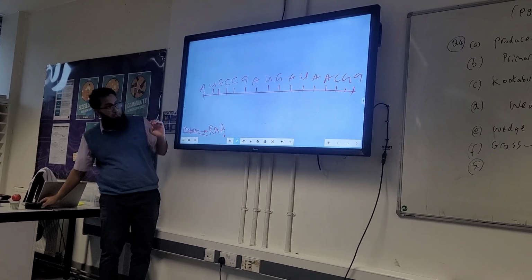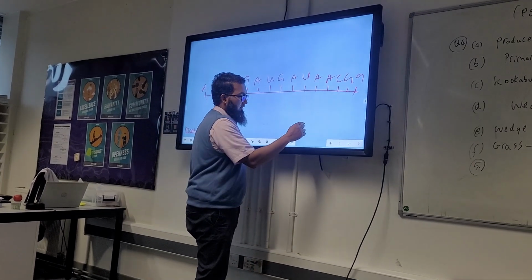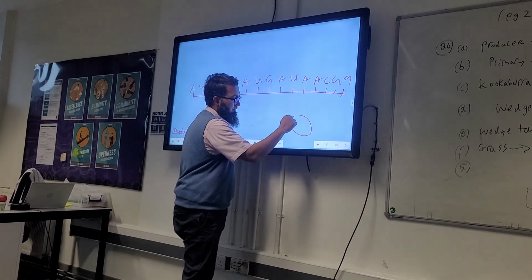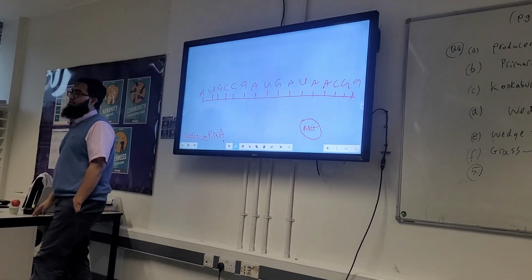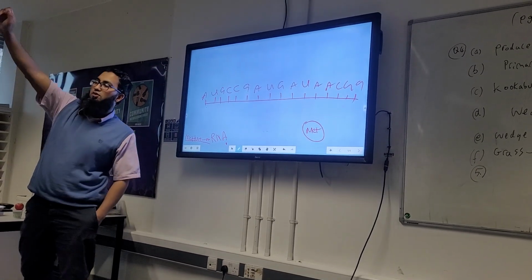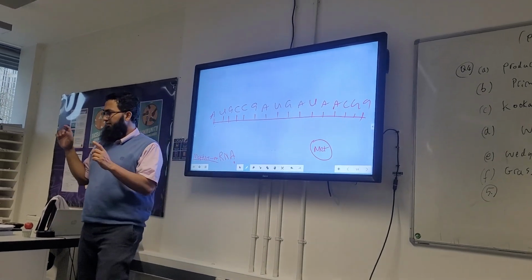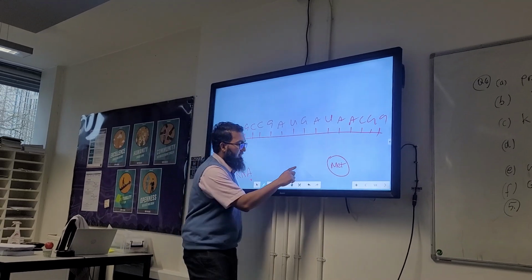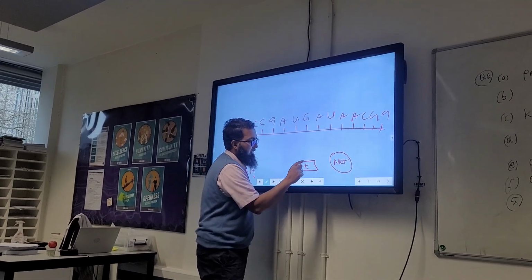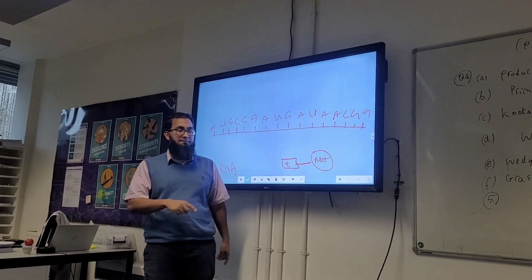Over there, I have lots of cytoplasm, so lots of amino acids. This is my amino acid, and its name is MET. But we said the amino acid is not by itself. It's attached to a tRNA. So this is my tRNA, and the amino acid is attached here. This area is called the amino acid binding site.